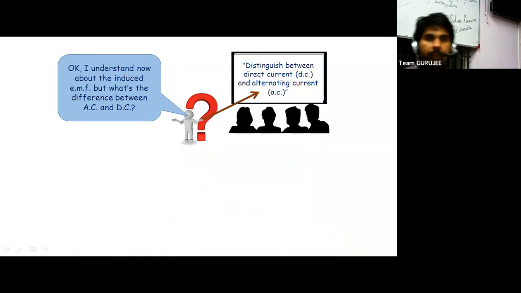So induced current, we know that. It is clear that by changing the magnetic field, or by changing the magnetic flux linked with the coil, EMF is produced and the current is known as induced current, and the phenomenon is called electromagnetic induction. Now my question is, what is the difference between AC and DC? There are two types of current in nature, alternating current and direct current. So what is the main difference between AC and DC?